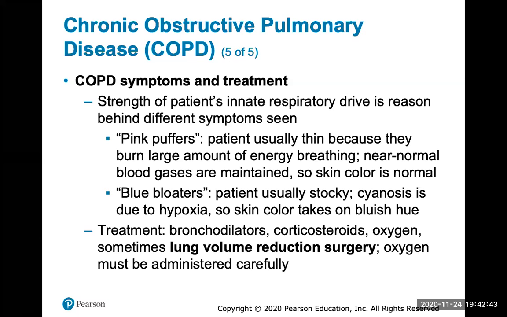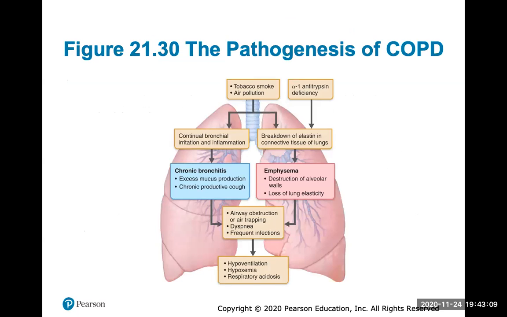COPD symptoms and treatment. Pink puffers: the patient is usually thin because they burn a large amount of energy breathing. Blue bloaters: the patient is usually stocky and they're seen with cyanosis due to hypoxia. Treatment is to dilate the bronchioles, with corticosteroids to also help with bronchial dilation. Oxygen, sometimes lung volume reduction surgery, and oxygen must be administered very carefully.